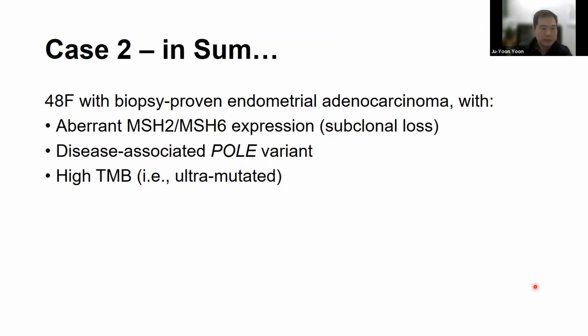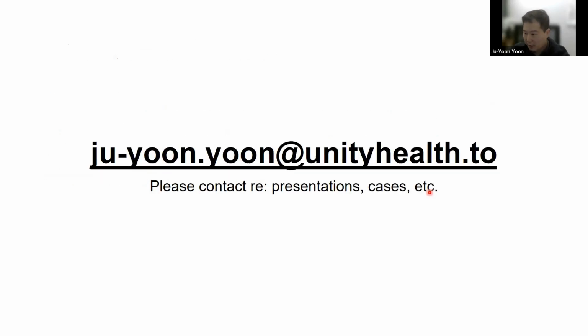To summarize, this is a 40-year-old with aberrant MSH6 expression, subclonal loss pattern, but had a pathogenic POLE variant and with high TMB that is ultra-mutated. So the molecular subtype is a POLE-mutated endometrial carcinoma, endometrioid. I'll end my case presentations there and open up the floor for any further discussion.